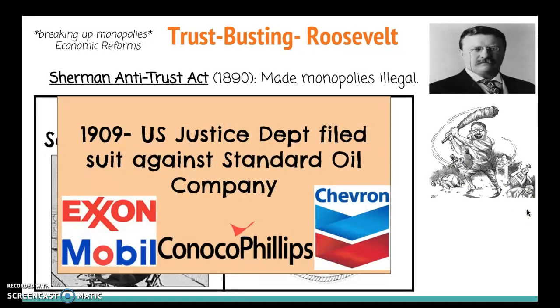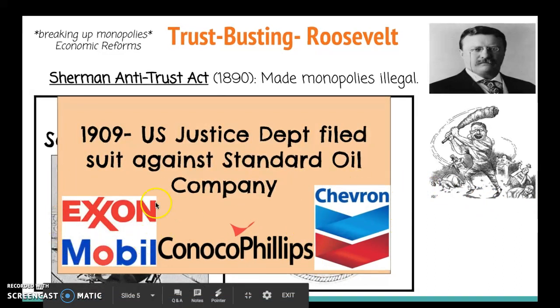Roosevelt also makes gains against oil monopolies. Remember Standard Oil, owned by John Rockefeller, the richest man in the world at this time. John Rockefeller and Standard Oil had been in and out of court regarding trust busting lawsuits. And finally, in 1909, the U.S. Justice Department files a suit against Standard Oil, and the government is successful and forces Standard Oil to break up into 34 smaller companies. So it breaks this monopoly. Some of the current day relatives of Standard Oil still exist today, and they are major oil companies that you have probably seen as you drive around.